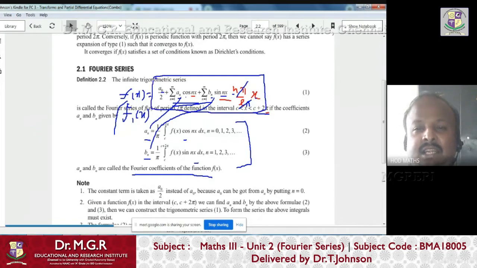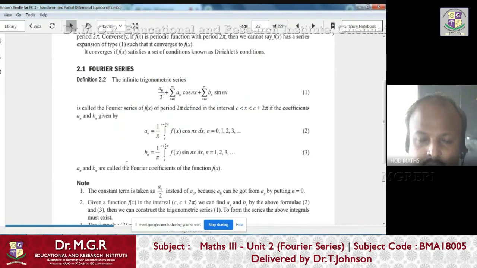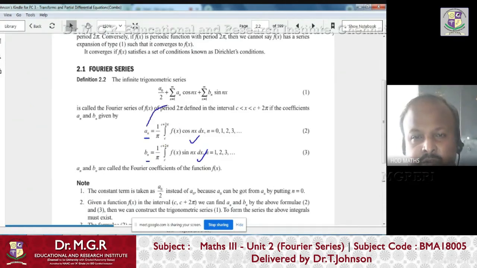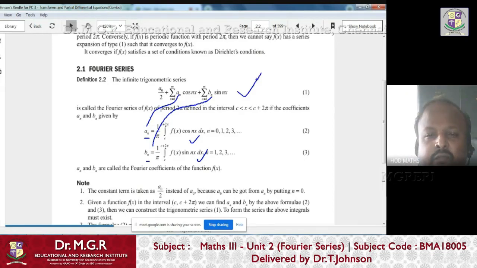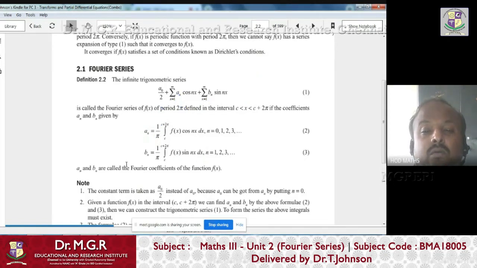This is a standard representation. In this standard representation, you have to find an and bn using these formulas, and then after finding a and b, you have to substitute them here. Whatever you get is called the Fourier series. That is called the Fourier series.